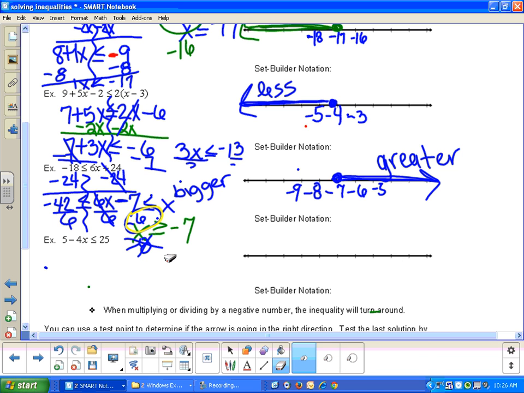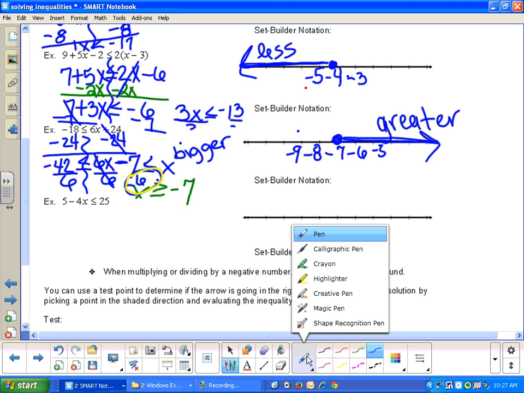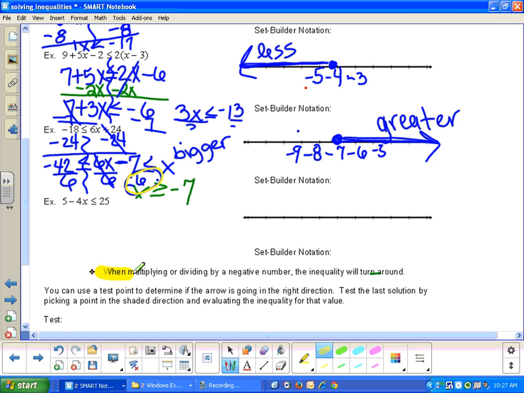Okay, the last example here is the big change that we have to be careful about when you're dealing with inequalities. This is the main difference. Right down here below, highlight, underline, something. When you multiply or divide by a negative number, the inequality sign will turn around. We're going to solve the same way.